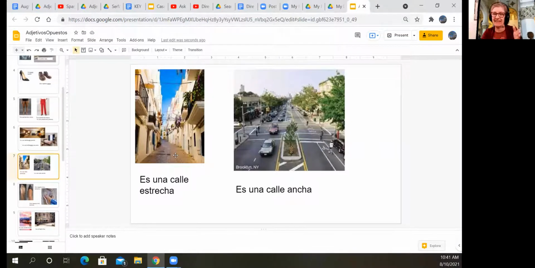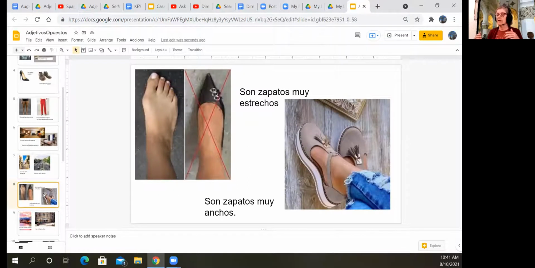Es una calle estrecha. It's a narrow street. Es una calle ancha. It's a wide street. Ancha, estrecha. Bien. A ver. We can also use ancho and estrecho for shoes. Son zapatos muy estrechos. Wow, these are narrow shoes. Son zapatos muy anchos. These are wide shoes. Okay?